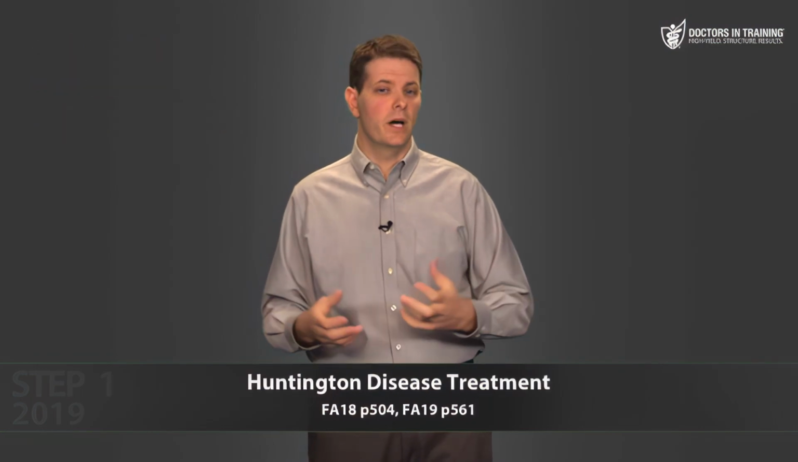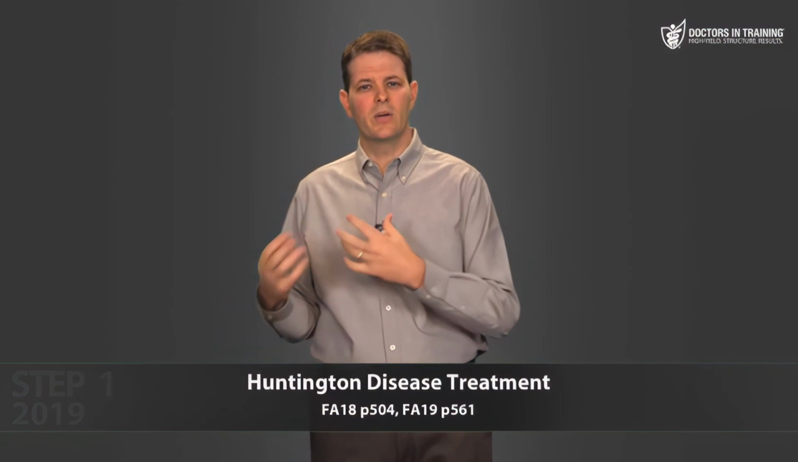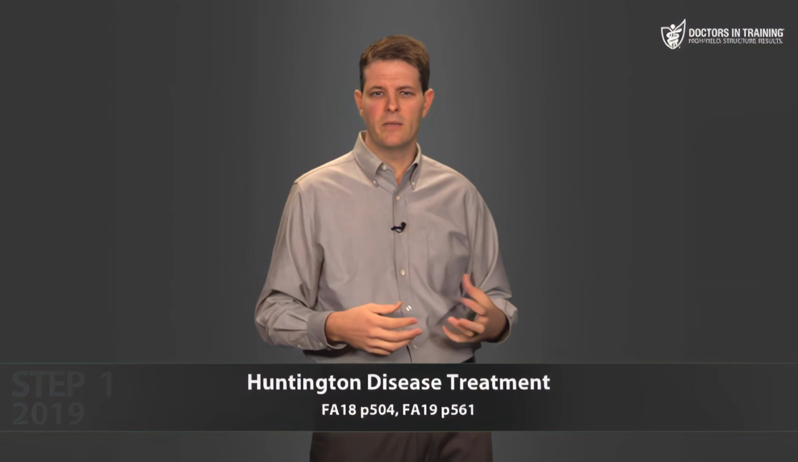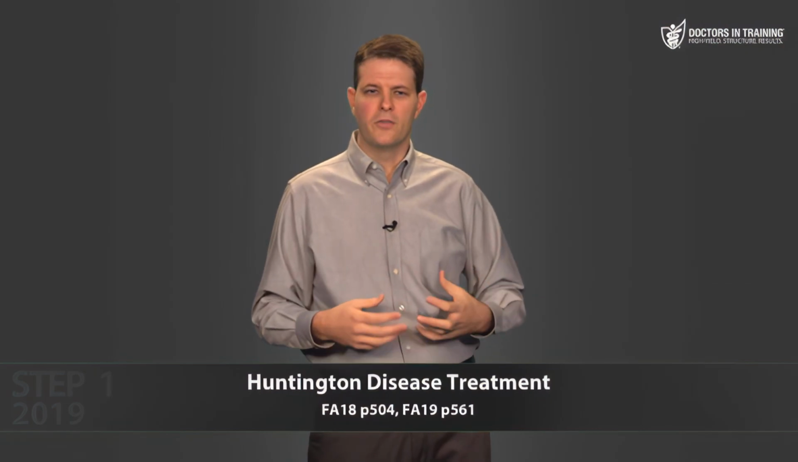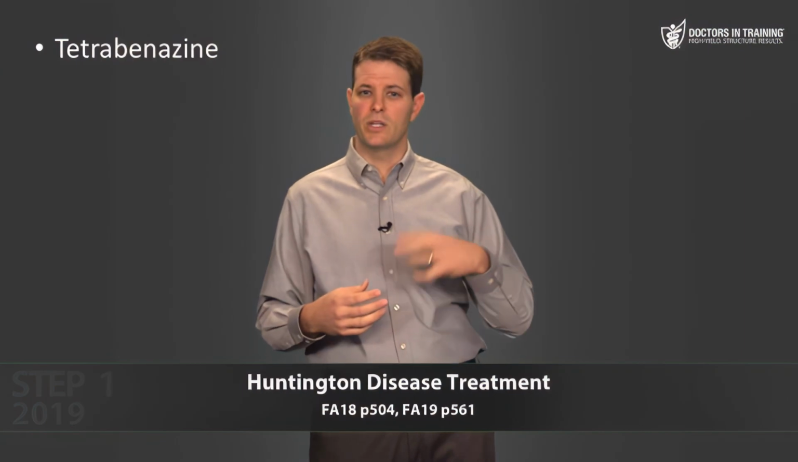So how do we treat Huntington's disease? Well, the excess movement is kind of like the opposite of Parkinson's. For Parkinson's, we want to increase dopamine. So with Huntington's disease, we want to block dopamine. And there's a drug called tetrabenazine, which blocks dopamine release. We use that to treat the chorea.